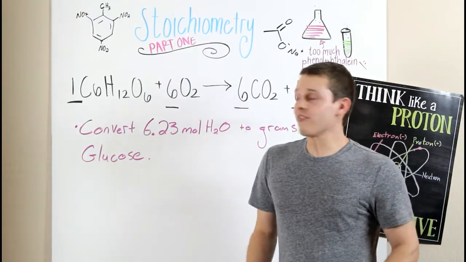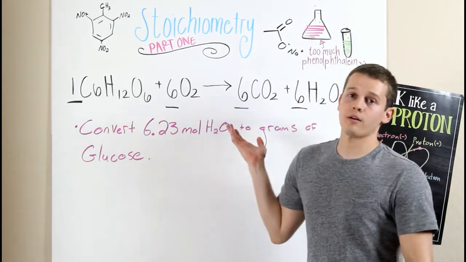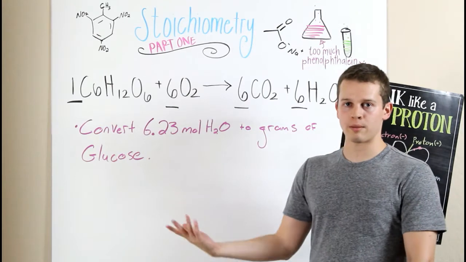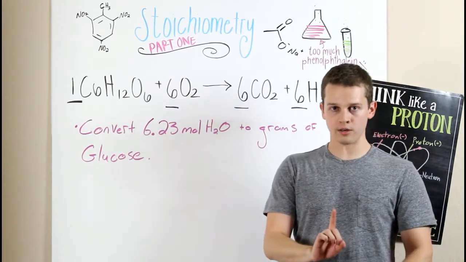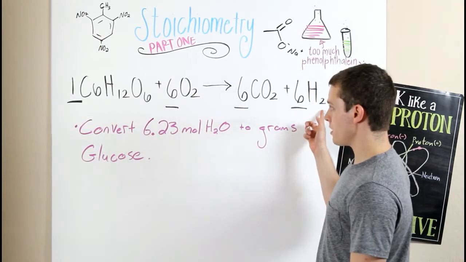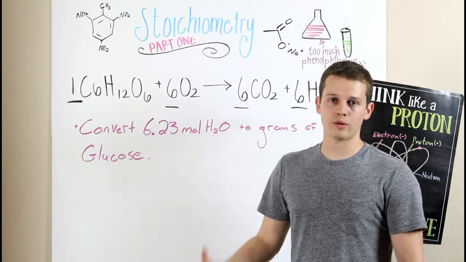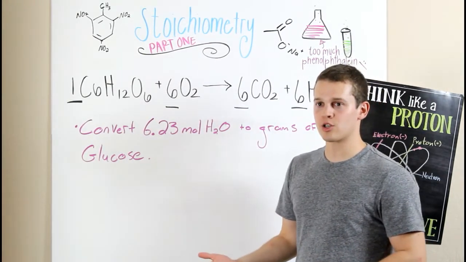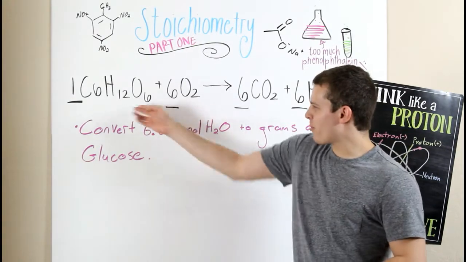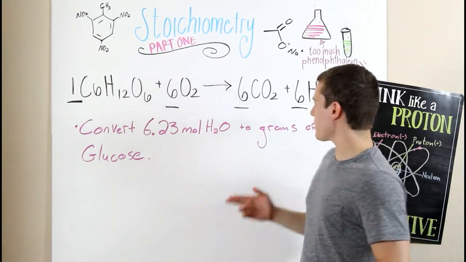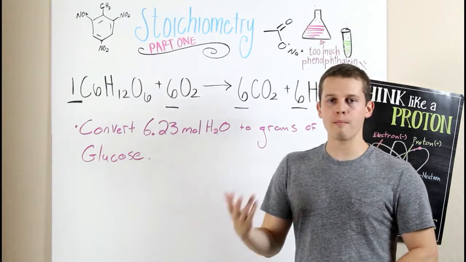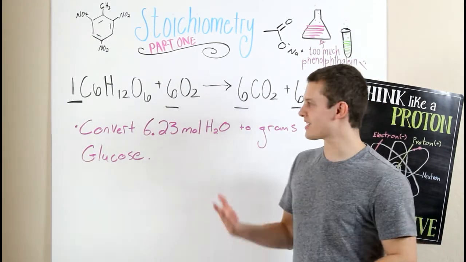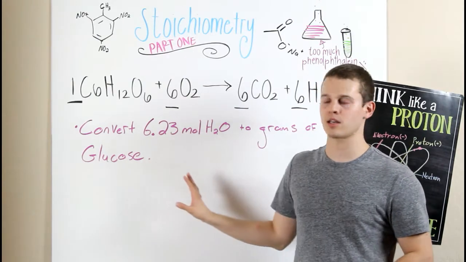Alright, so now we have a new problem here. Now we want to convert 6.23 moles of H2O to grams of glucose. But notice here, we're starting with a product and we're converting to a reactant. So essentially it's like saying I've already done the reaction. I didn't know how much glucose I started with, but I figured out how much H2O I made at the end of it. So how much glucose did I actually start with? That's the question we are essentially asking here.